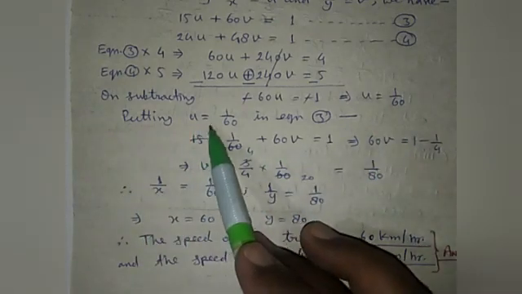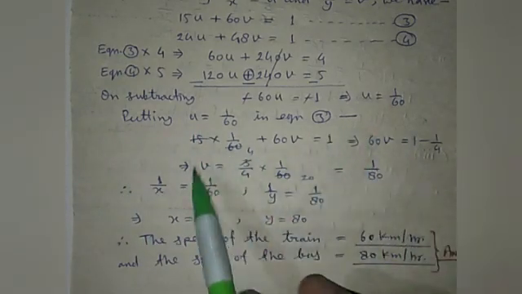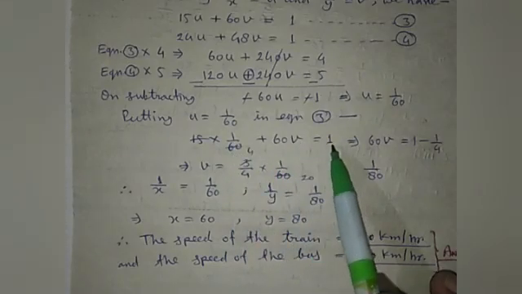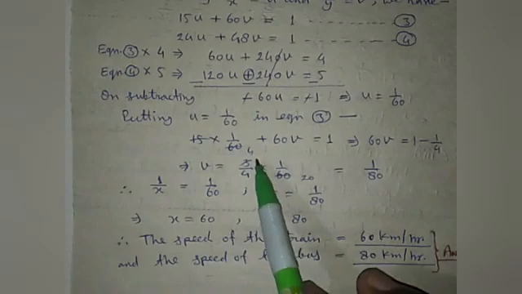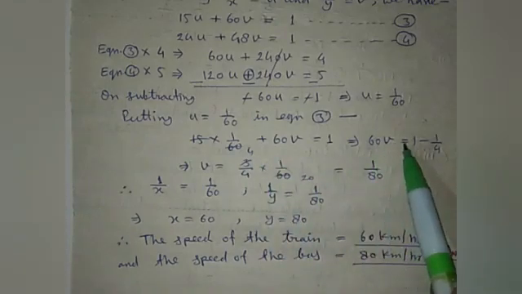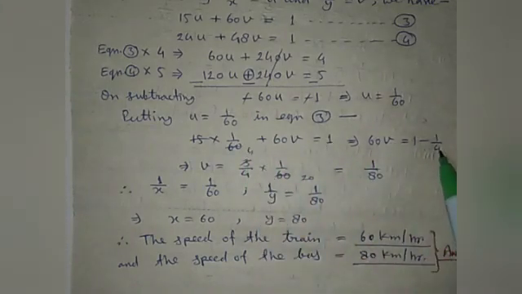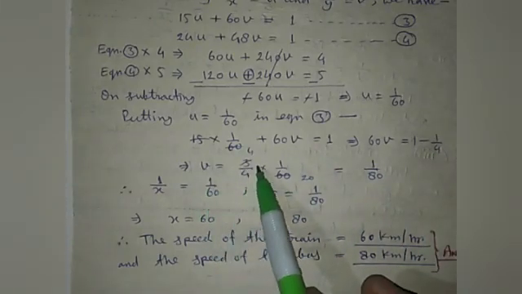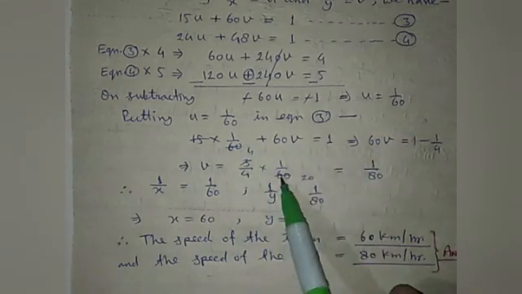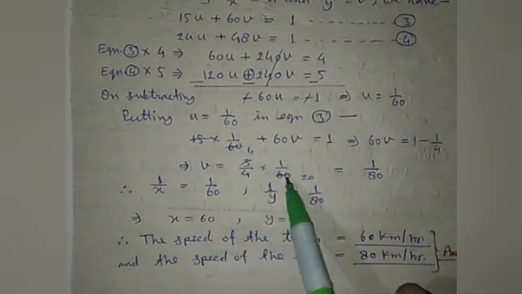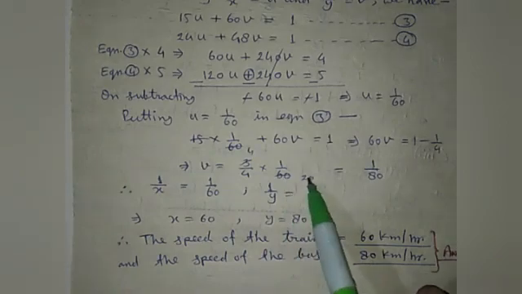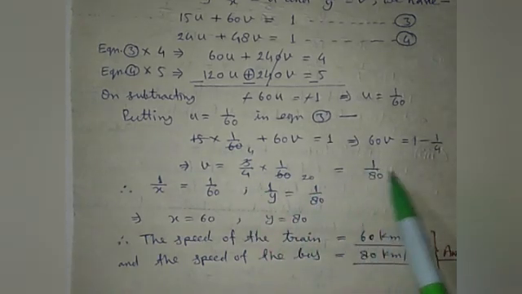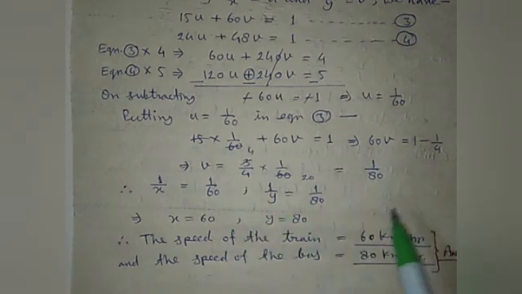Now putting u equal to 1 upon 60 in equation 3, we have 15 into 1 upon 60 plus 60v equal to 1. Here 15 fours are 60. So we have 60v equal to 1 minus 1 by 4, that is equal to 3 by 4. So v equal to 3 by 4 into 1 upon 60. Here 3 twos are 6, so it will be 20. Hence 20 fours are 80. So it is equal to 1 upon 80. So v equal to 1 upon 80.